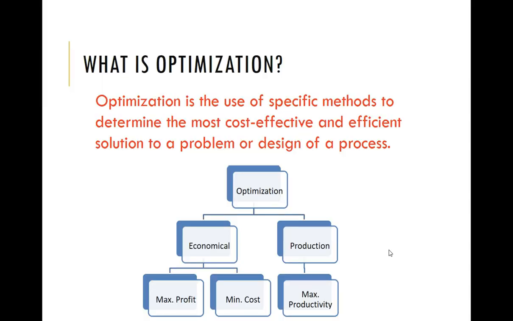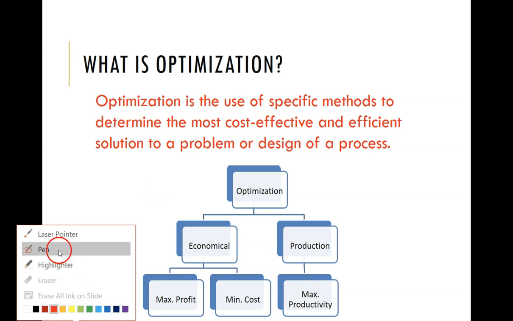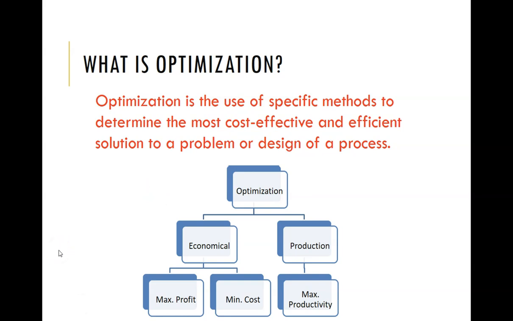So optimization is the use of specific methods to determine the most cost effective and efficient solution to a problem or design of a process. So what are our objectives here? We want to have a cost effective method or process, and we want to have an efficient solution to our problem.